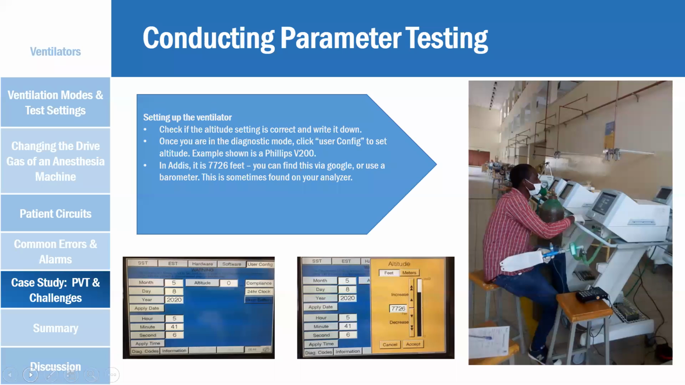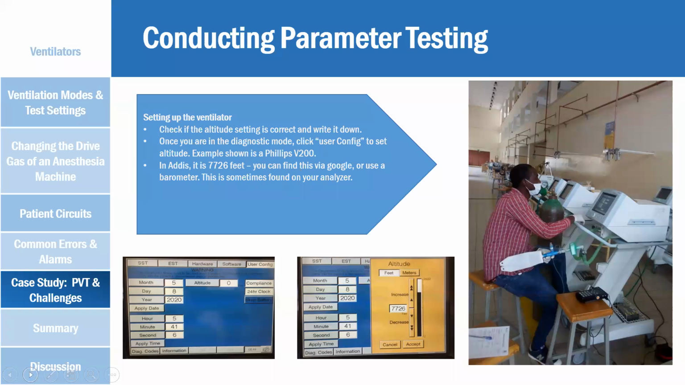So when you conduct parameter setting, you are talking about setting up and checking whether the altitude setting is correct or not. Make sure you write down all the details. Once you check all these details, you go to the diagnose mode, user configuration, to set the altitude. For example, shown in this particular unit, B200 in Addis Ababa, Ethiopia, the altitude is somewhere around 7,726 feet. So you need to set that particular setting.